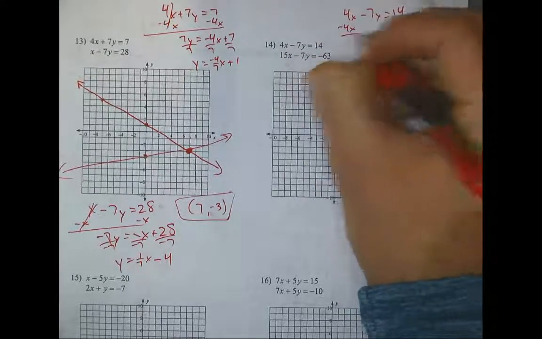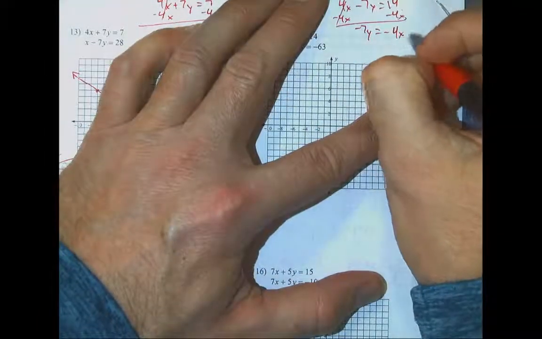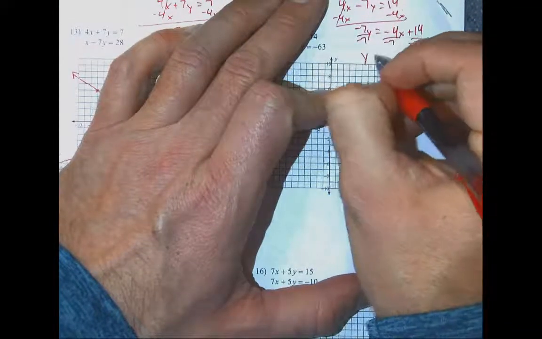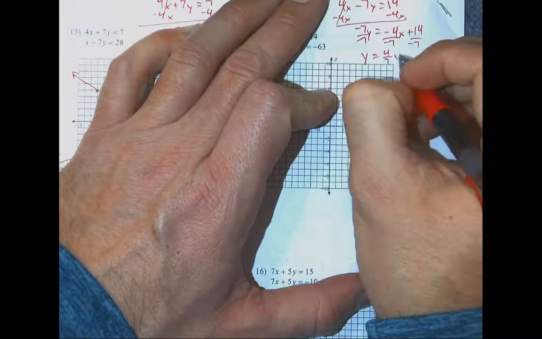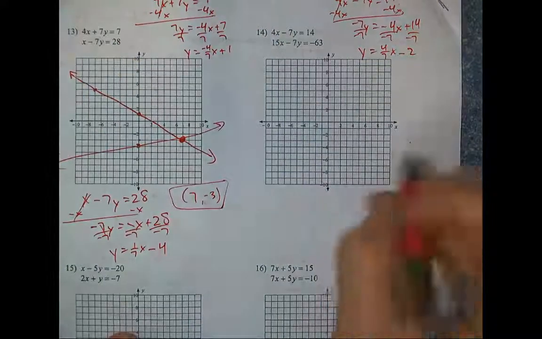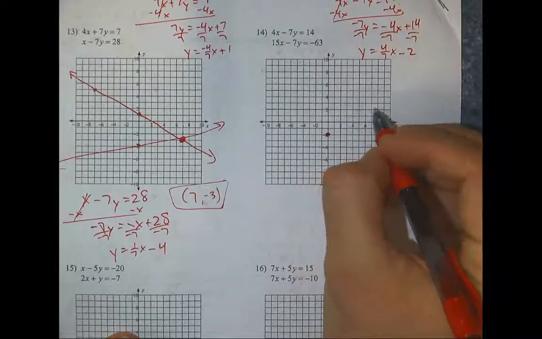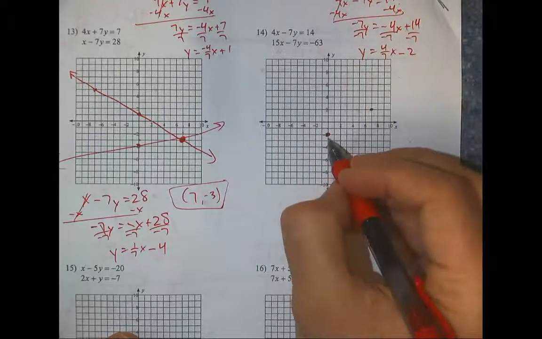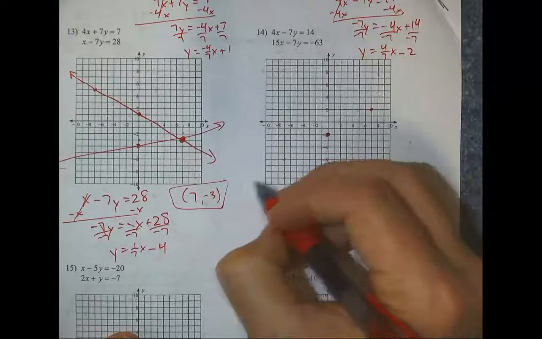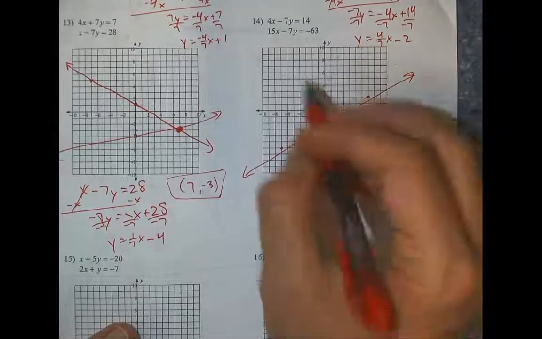Move x. Positive 14. Divide by negative 7. Two negatives make a positive. Leave it as 4 over 7x. Positive and negative is a negative 2. So we are starting at negative 2, going up 4 over 7. Down 4, 1, 2, 3, 4 over 7. And that's another terrible line. But we've got the points, so we're okay.